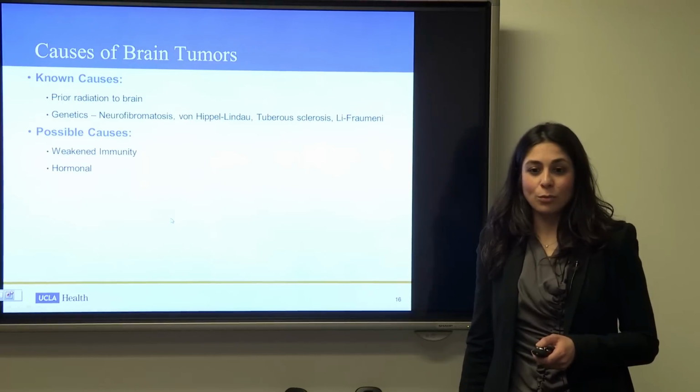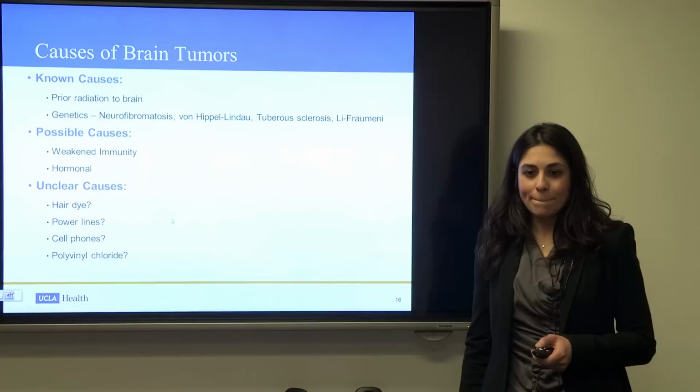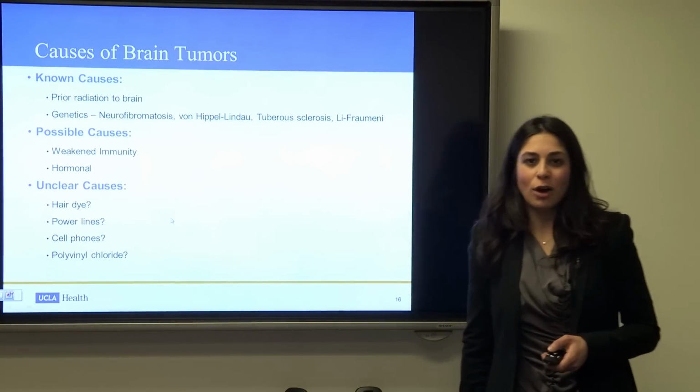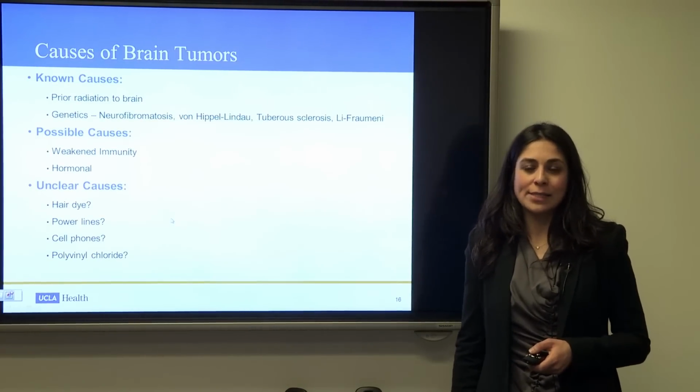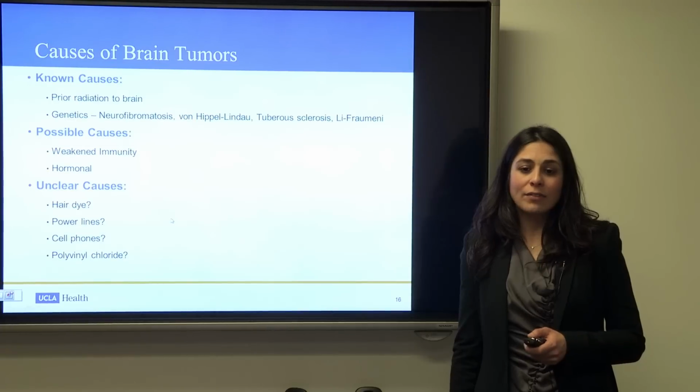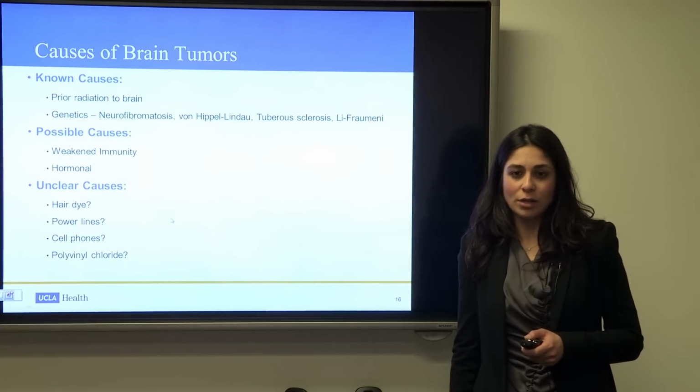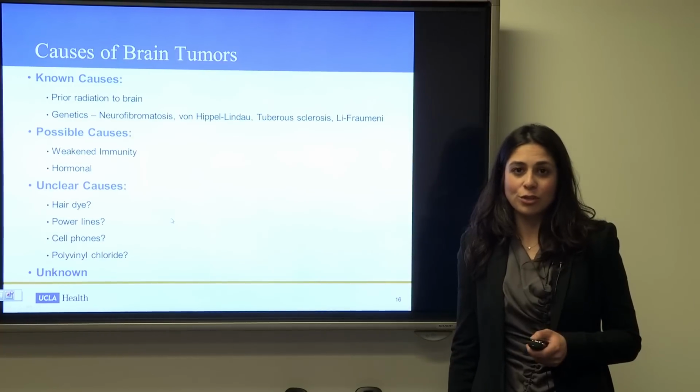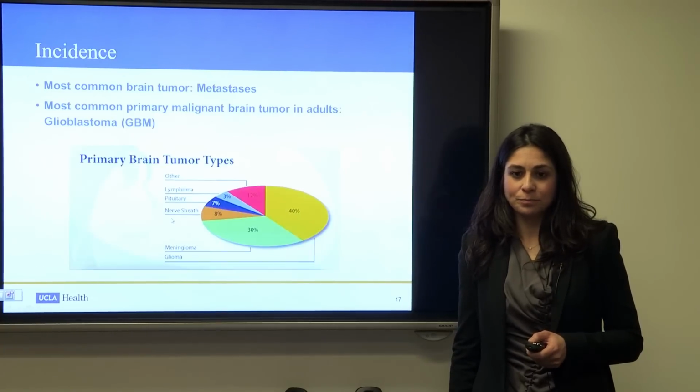Possible causes include weakened immunity or hormonal factors. And then there are unclear causes which you often read about: hair dye, power lines, cell phones, polyvinyl chloride. None of them have actually been proven to cause brain tumors. And then, of course, there are many unknown causes.